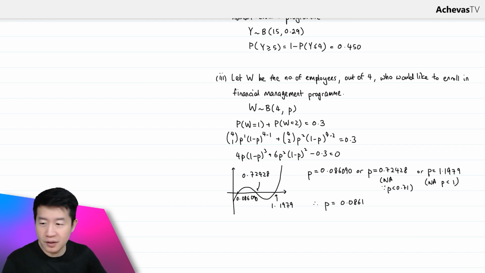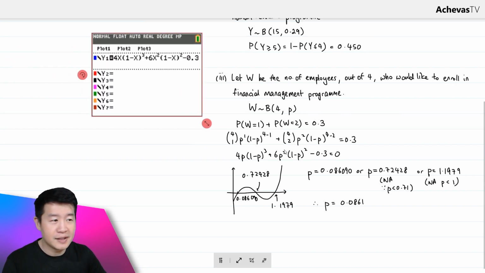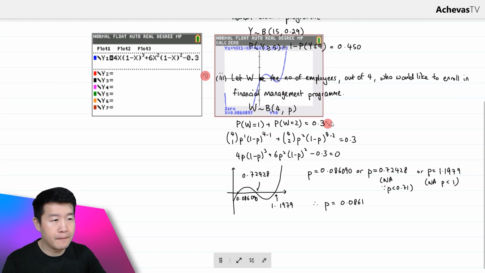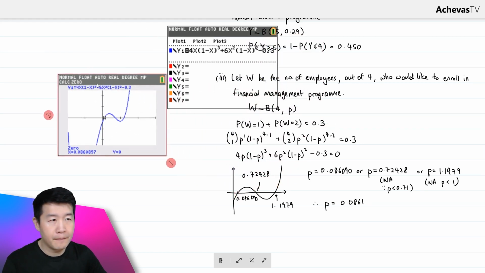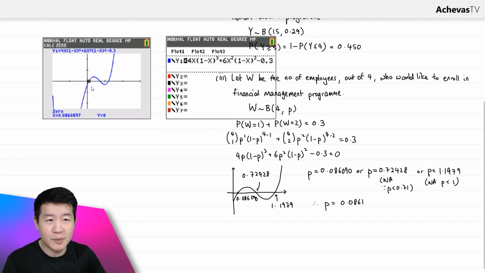Can show my working on the GC. Yes, I do have a screenshot of that, I think. Let me see. Okay, I press this into the Y1 of my GC. Then my graph is this. Okay, my graph is this, and I'm looking for those places where it cuts the x-axis here, here, and here. So this point where it cuts the x-axis, 0.086090.